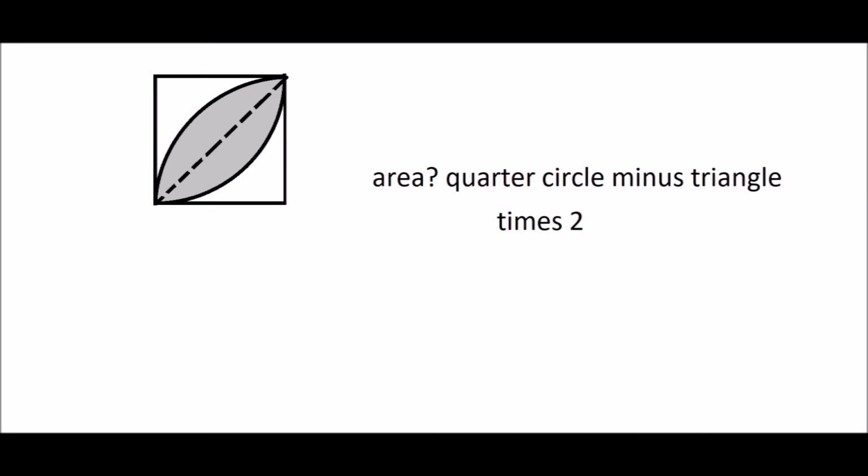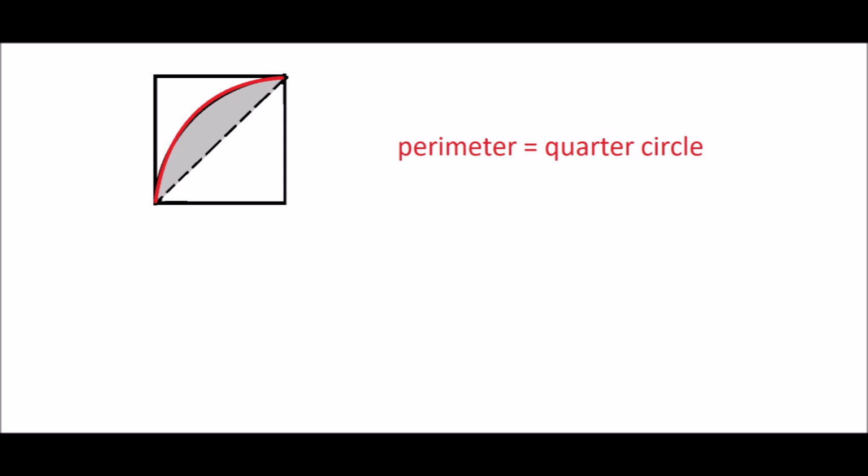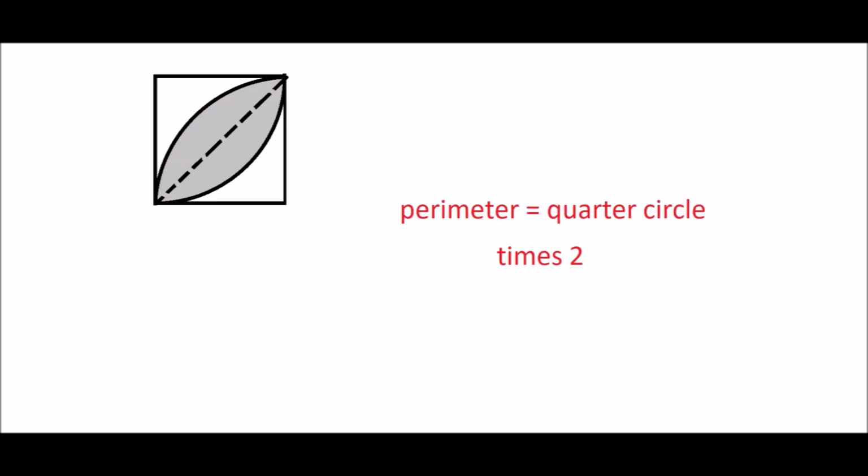And how about for perimeter? This part is actually just the perimeter of the quarter circle. Therefore, the perimeter of this weird shape is just the perimeter of a quarter circle multiplied by 2.